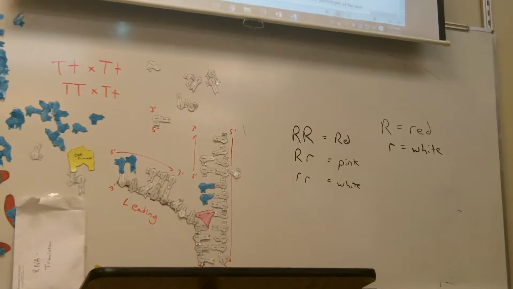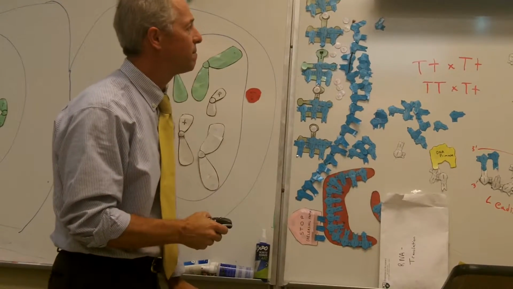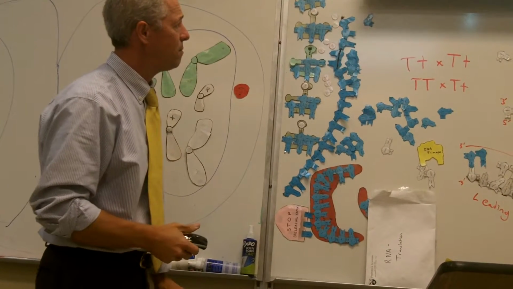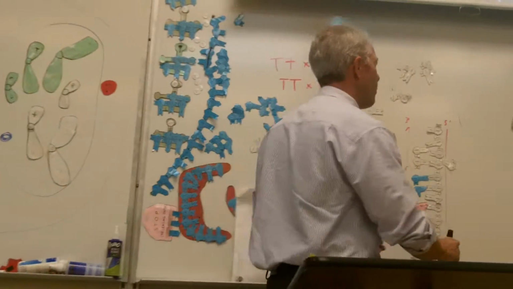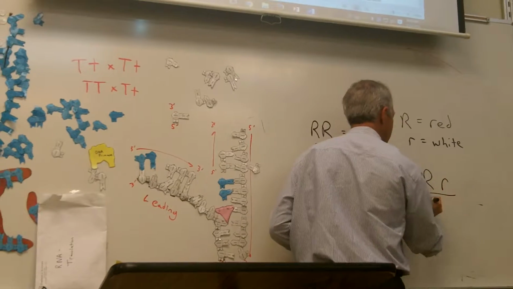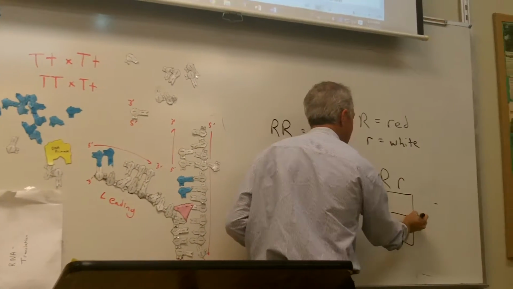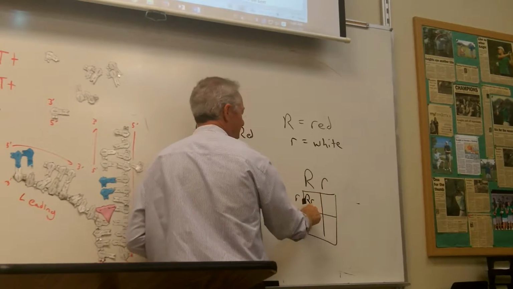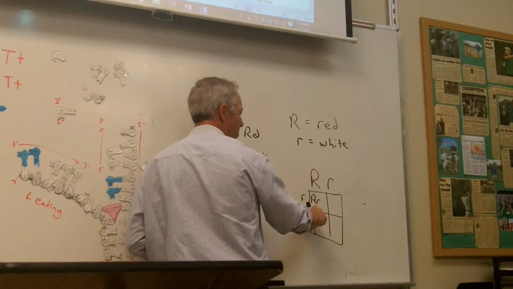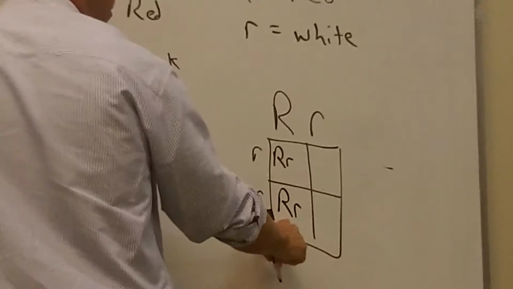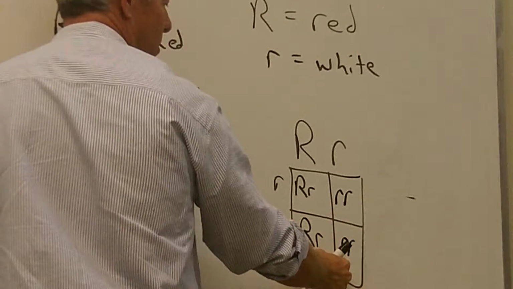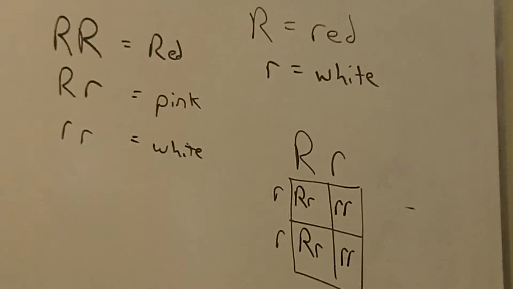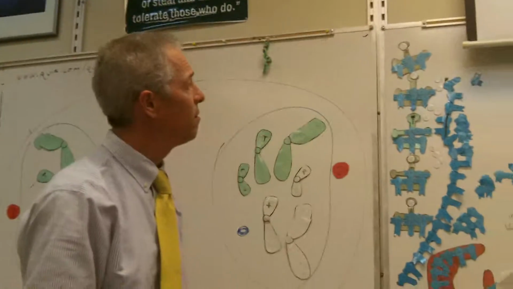See, I said right there, a pink snapdragon is big R, little r. So if a big R, little r is mated to a little r, what are the kids going to be? Big R, little r is pink. Little r, little r is white. Half white, half pink. That's the answer for that one. Erica, did you get that one right? Yes. Good job.